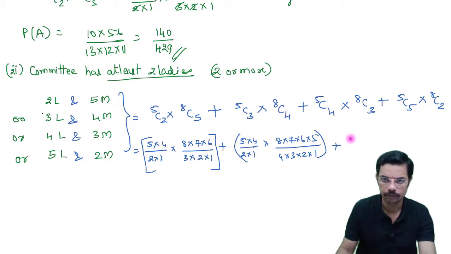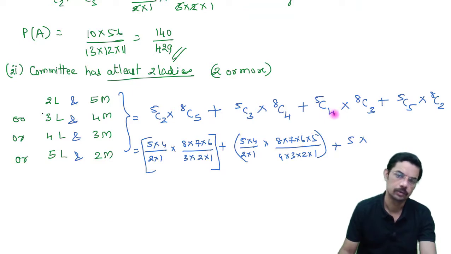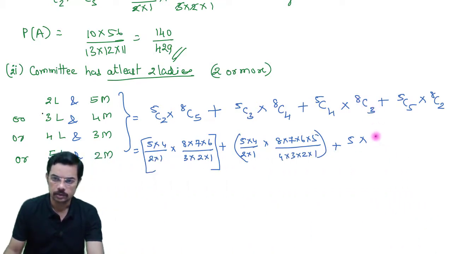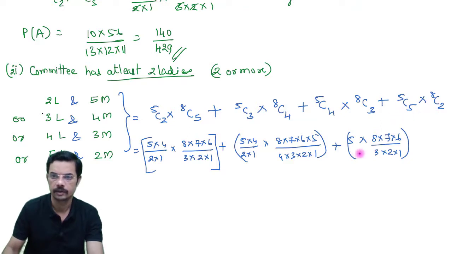So it is equal to 5 into 8C3. 5C1 is equal to 5. So 8C3 will be 8 into 7 into 6 divided by 3 into 2 into 1. So that part is also over. Then we have 5C5 is equal to 1 into 8C2. So it is 8 into 7 divided by 2 into 1.